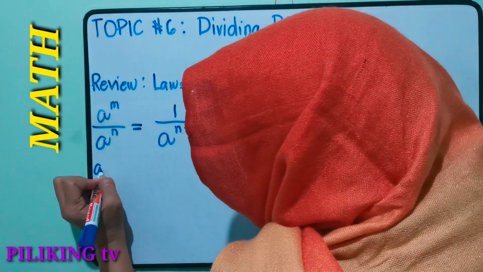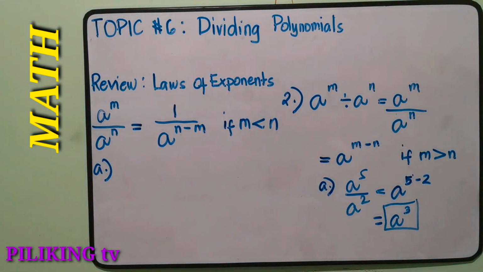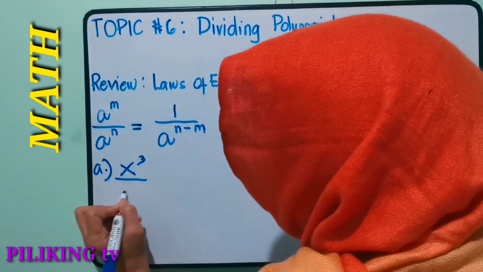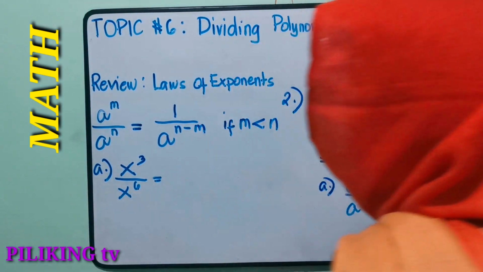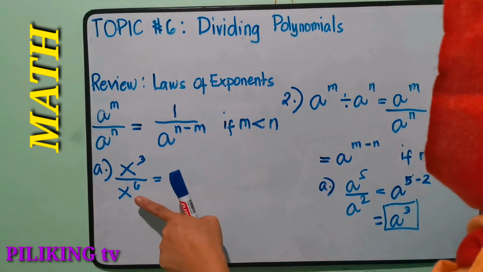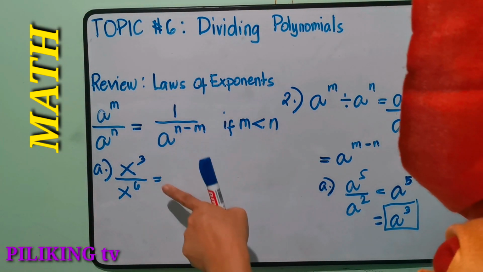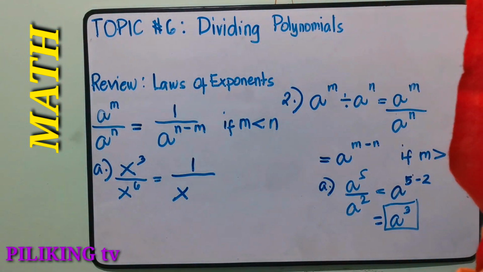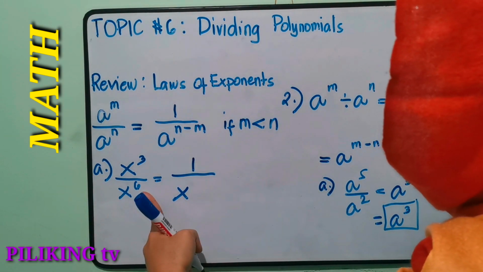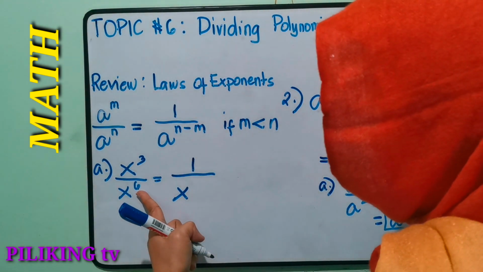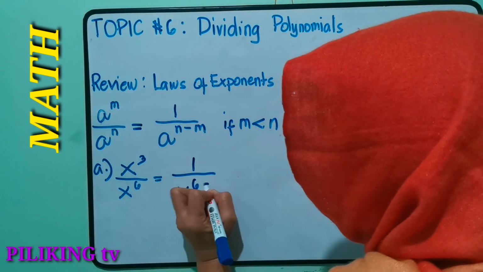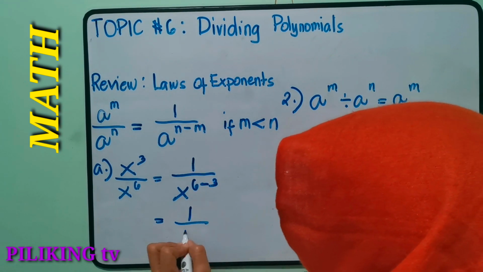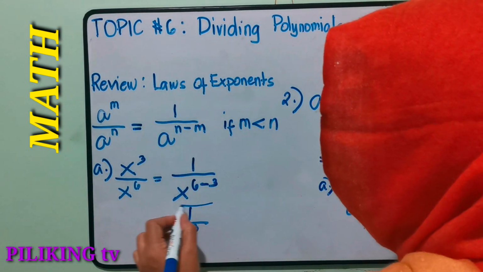Example, letter A. Let's say we have x raised to 3 over x raised to 6. Okay, so m is less than n. So 3 is less than 6. Therefore, get the reciprocal. So we have 1 over x. Then you subtract n minus m, so we have 6 minus 3. Therefore, the final answer is 1 over x raised to 3 or 1 over x cubed.